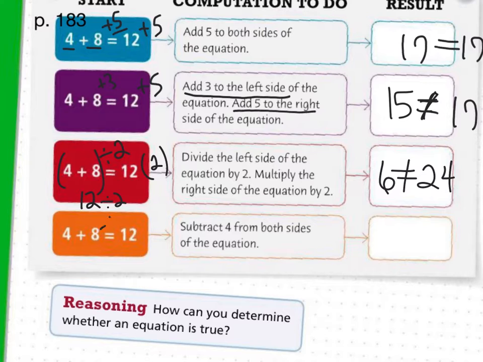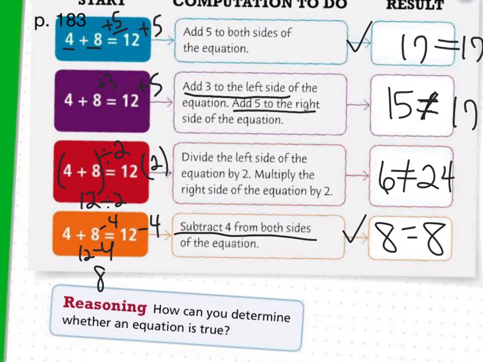And then the last one, they said subtract 4 from both sides. So 4 plus 8 is 12. 12 minus 4 is 8. And then on the right side, 12 minus 4 is 8. So that one works also. And notice what we did there: we subtracted 4 on both sides. We did the same thing on both sides. So that's going to lead us into these properties of equality we're going to talk about in this lesson.